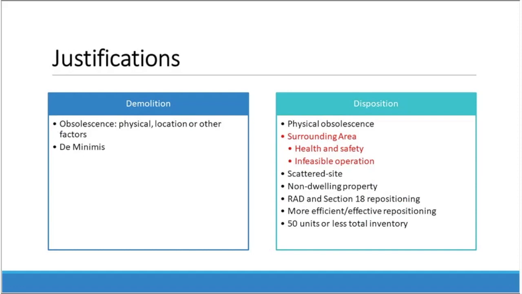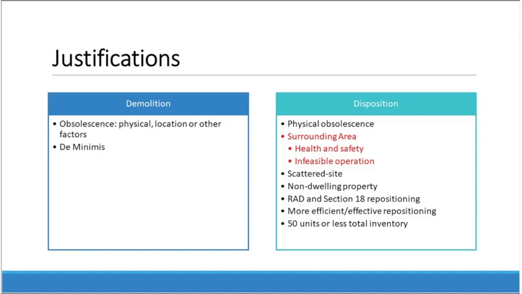Justifications. So there's two categories of justifications. One would be justifying the demolition of your property, and one will be justifying disposition of your property. We'll talk in a little bit about the differences and combinations of those two things. So under demolition, you would need to document obsolescence through either physical or location factors, or prove that a de minimis demolition is approvable. So that de minimis would just be math. So it's a function of how many units you have. Obsolescence would take more effort.